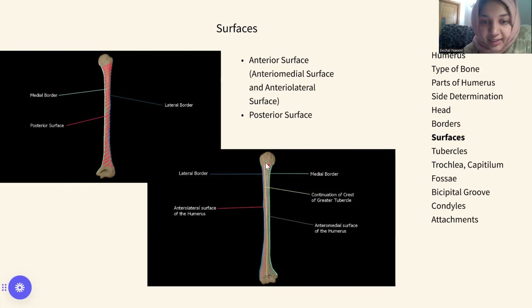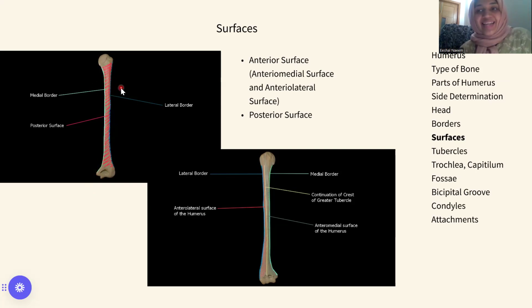You can appreciate that this yellow border was the anterior border. Where was it starting from? Does anyone remember? The greater tubercle all the way to the coronoid fossa. So that divides our anterior surface into 2 further surfaces, the anterior medial surface here and the anterior lateral surface. Now on the posterior side, the lateral border, starting from the lateral aspect of the greater tubercle all the way to the lateral epicondyle, was separating the anterior lateral aspect from the posterior surface. So here you can appreciate the posterior surface.